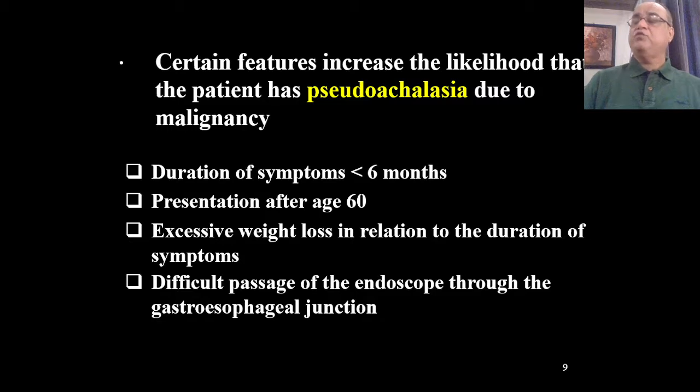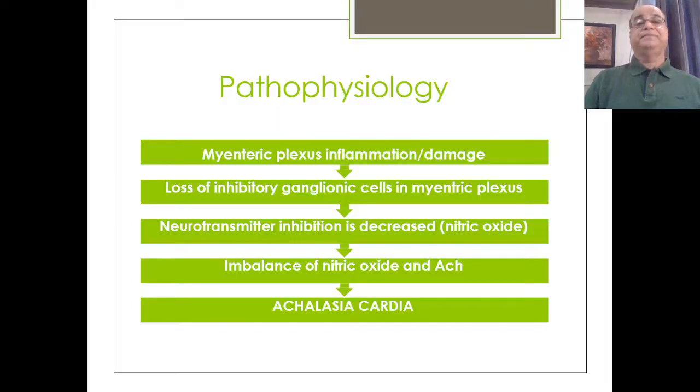In pseudoachalasia, certain features indicate that the patient may be having malignancy underneath: if the duration of symptoms is less than 6 months, presentation age is old age above 60, excessive weight loss in relation to the duration of symptoms, and difficulty of passage of the endoscope through the gastroesophageal junction. So that should lead to the suspicion that the patient may be having malignancy.